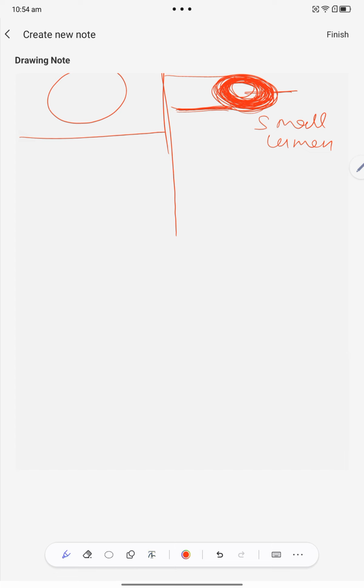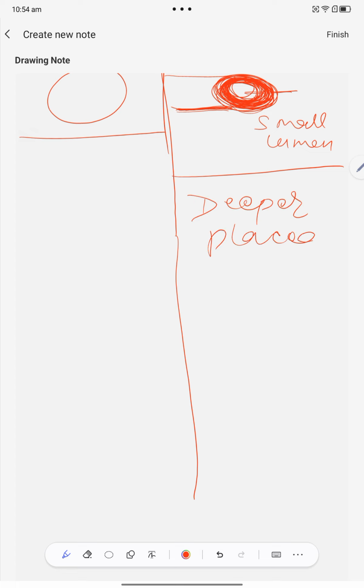Okay, we will continue our discussion. Arteries are deeper placed, whereas veins are placed at shallow depth.